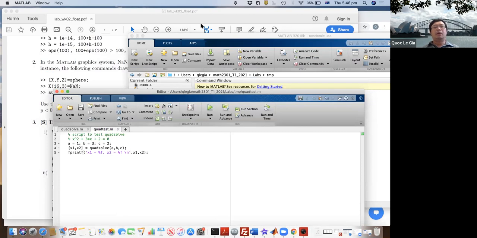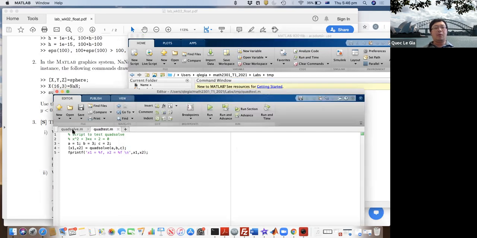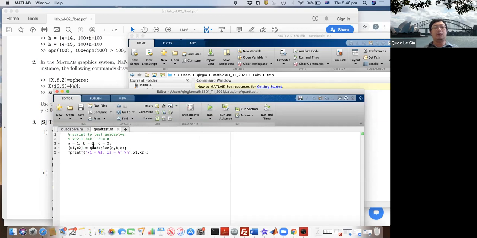Okay. Any questions so far? So far, so good? So you see, quad solve is a function. If you run it directly, it will report errors because it's asking for input. So you have to write a test script in order to use the function, and this is how you call it.